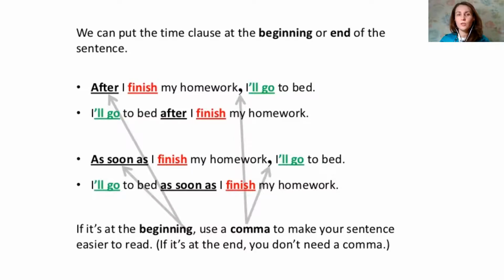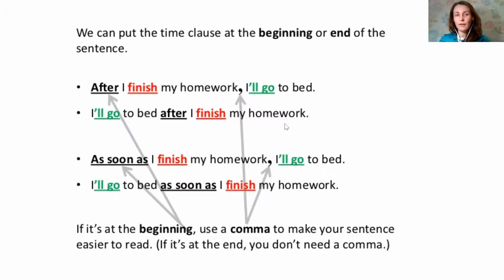Pay attention to commas and to where you put the time clause and the main clause. We have discussed the main clause multiple times. It's like in Ukrainian main clause, I'll go to bed, is головне речення. After I finish my homework is time clause, or in Ukrainian it's підрядне речення часу. So pay attention, if the time clause comes first, you have to put comma.